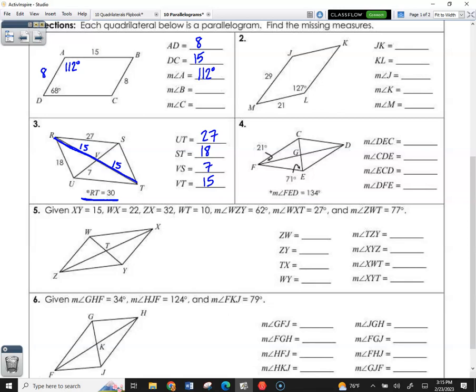I'm helping you with homework. Go to number 4. Oh, yeah, homework. This is homework.